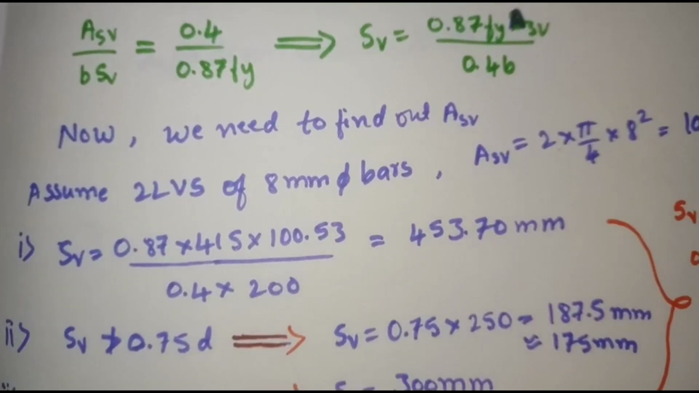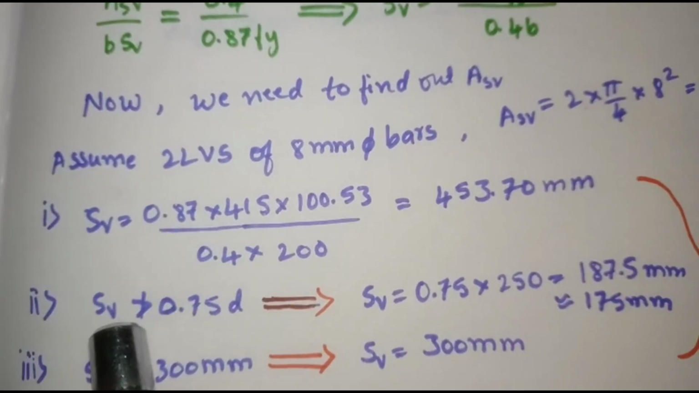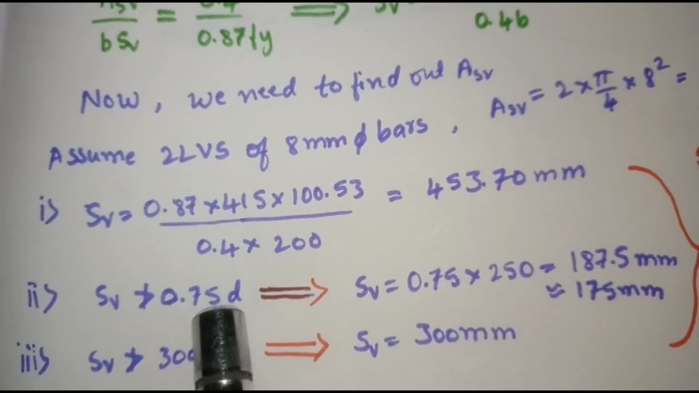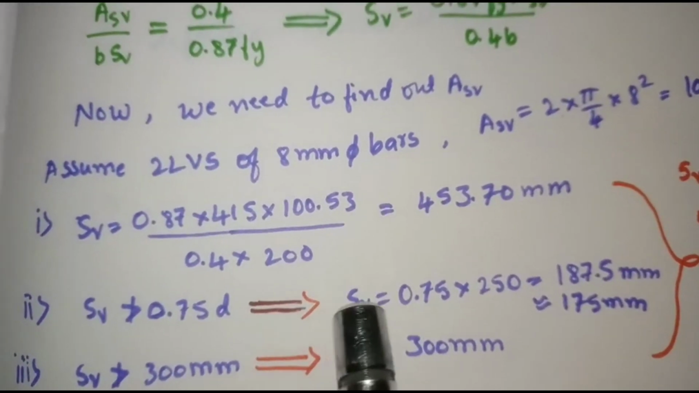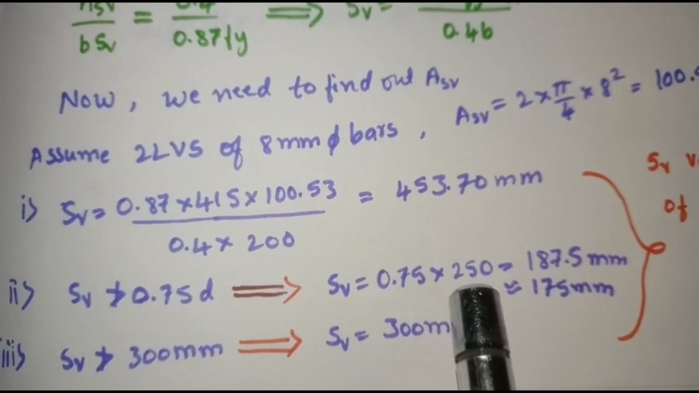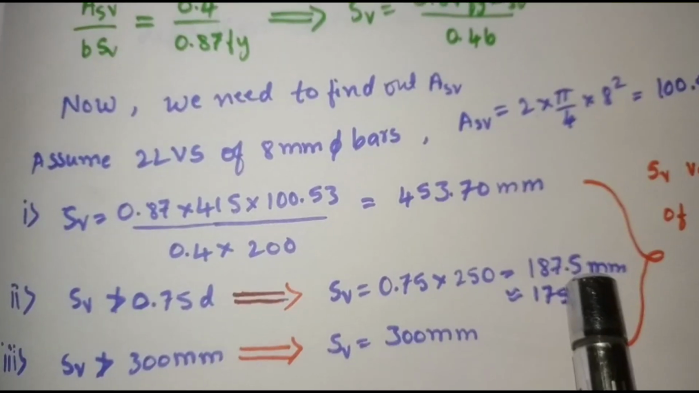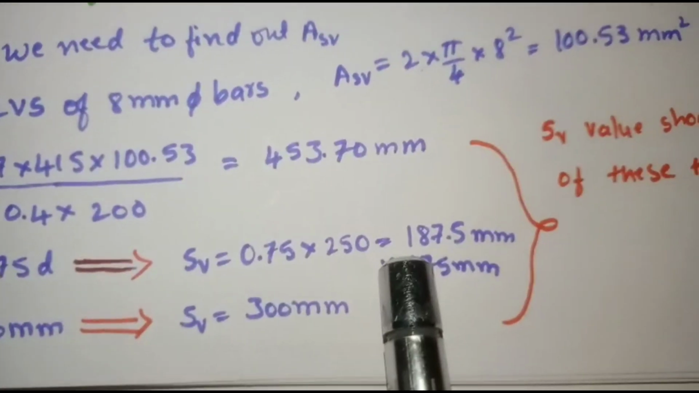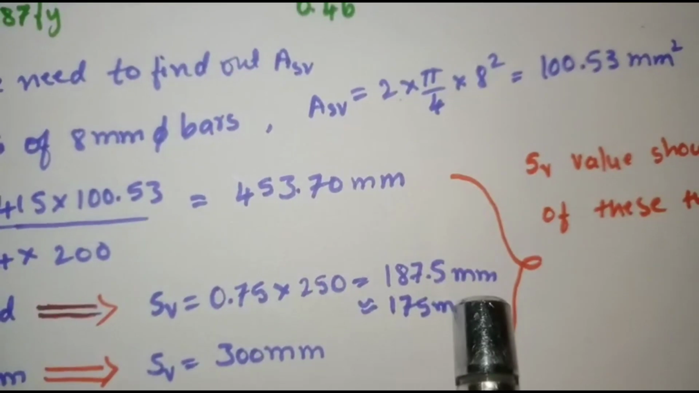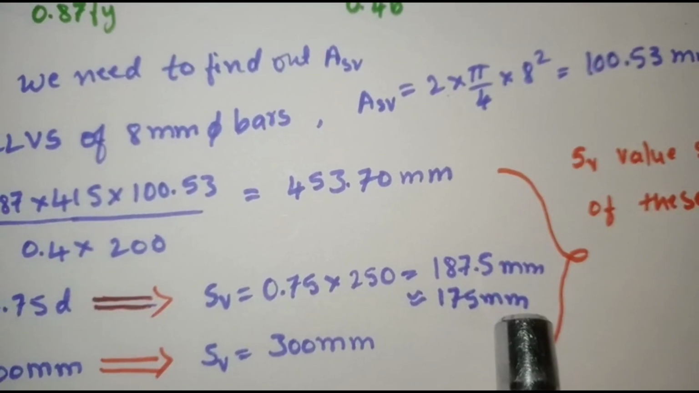We'll go for the second one. They have also said our spacing of stirrups should not be greater than 0.75 d. So SV is equal to 0.75 into d. How much have we got? We have got 250. So substitute all the values, simplify this. We'll get our SV value as 187.5 mm. So I am making it into 175 mm.